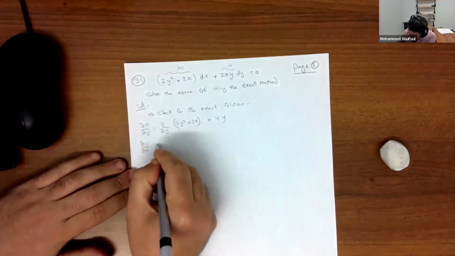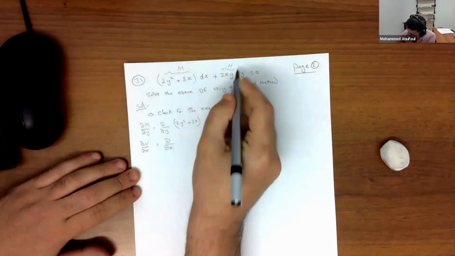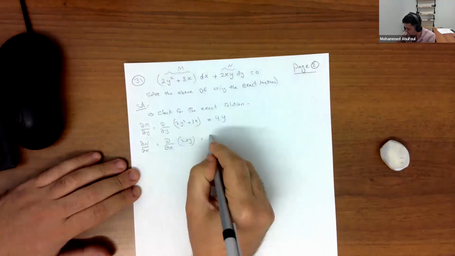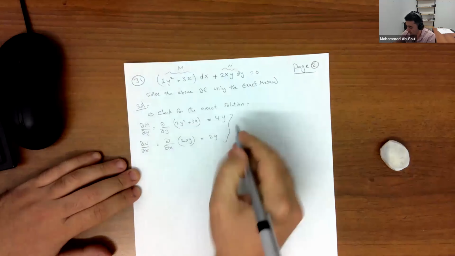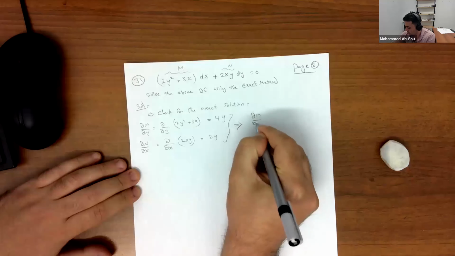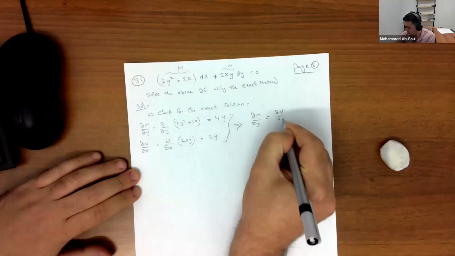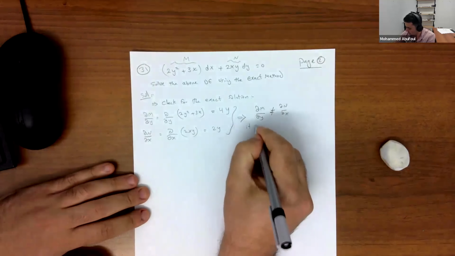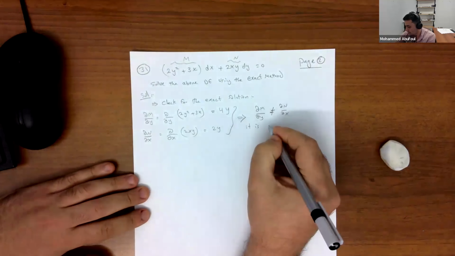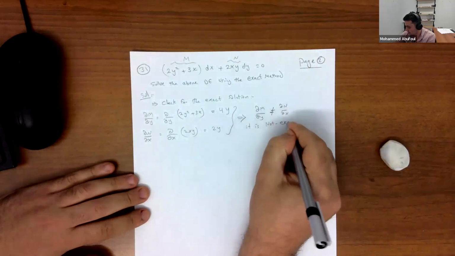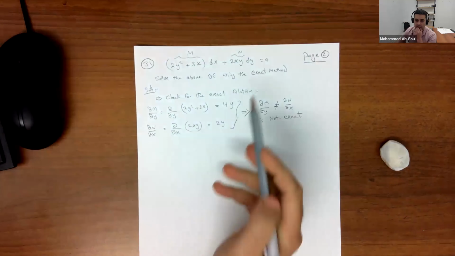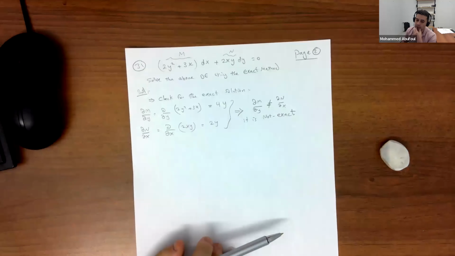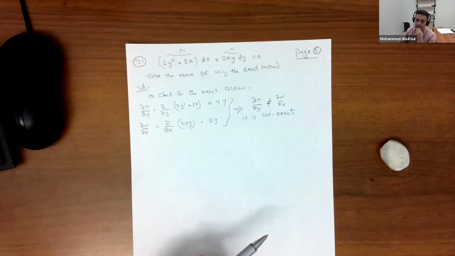dN over dx is equal to d over dx of N, which is 2xy. With respect to x, it's 2y. You see 4y and 2y. Partial M partial y does not equal partial N partial x, so it is not exact. The question said to use the exact method, and the condition is not satisfied. The condition tells us it is not exact.